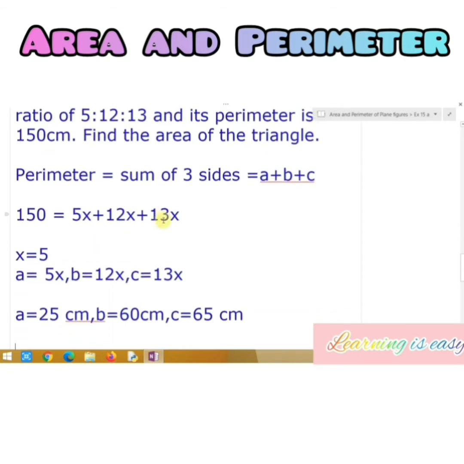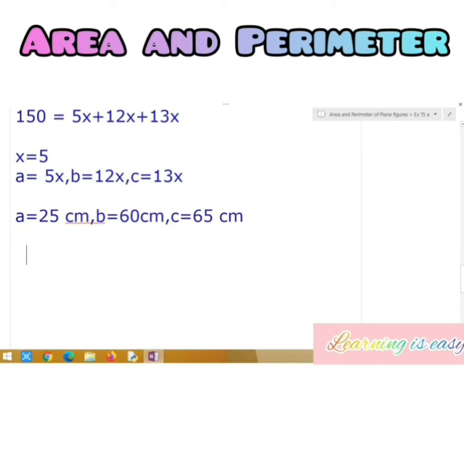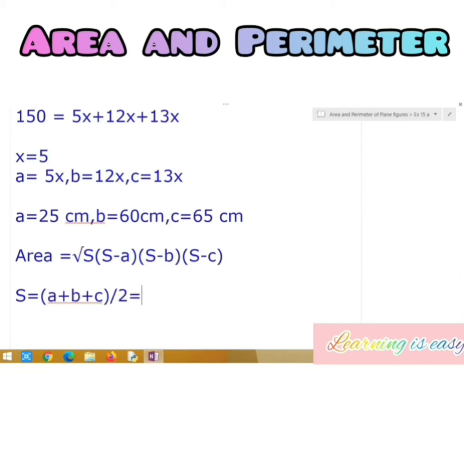If it's an equilateral triangle, then all sides are going to be same. Next, we can find the area again by using Heron's formula. First, we need to calculate the semi-perimeter S. So S equal to A plus B plus C divided by 2. So that's going to be 25 plus 60 plus 65 divided by 2. Exactly half of the perimeter, that is semi-perimeter. So that's going to be 75 centimeter.